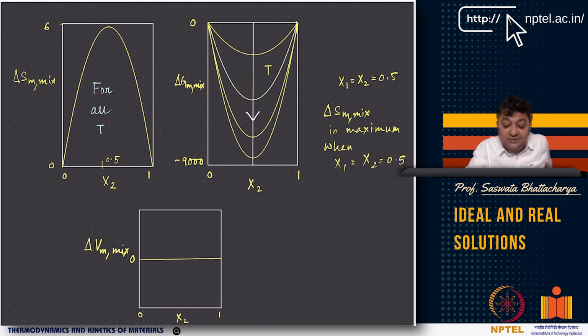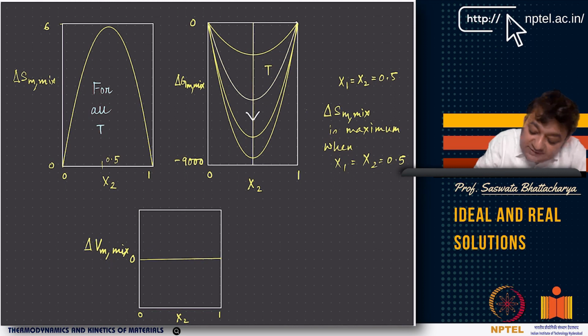And if you look at delta Gm mix now, it's negative for all temperatures, right? Apart from T equal to 0 Kelvin, obviously, this will be RT xi ln xi summation over all i's, over all components. So if T equal to 0, then delta Gm mix equals 0. Otherwise, it is negative, right?